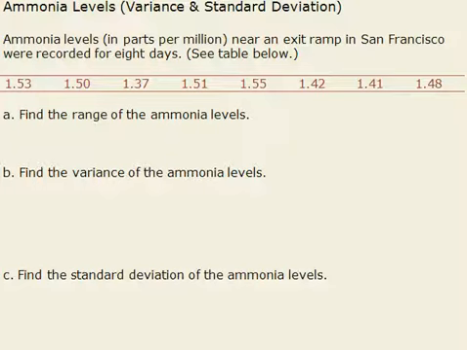Ammonia levels in parts per million near an exit ramp in San Francisco were recorded for 8 days, and these levels are in the table. And we're supposed to find the range, the variance, and the standard deviation of these ammonia levels.